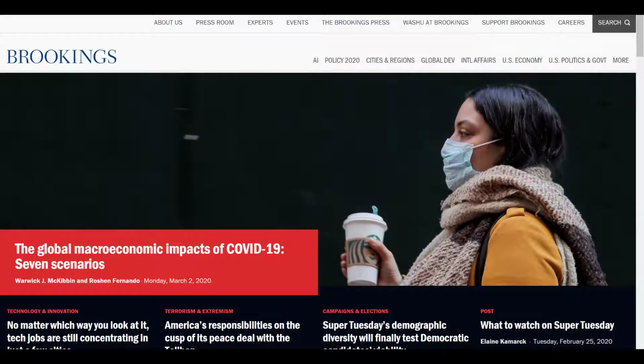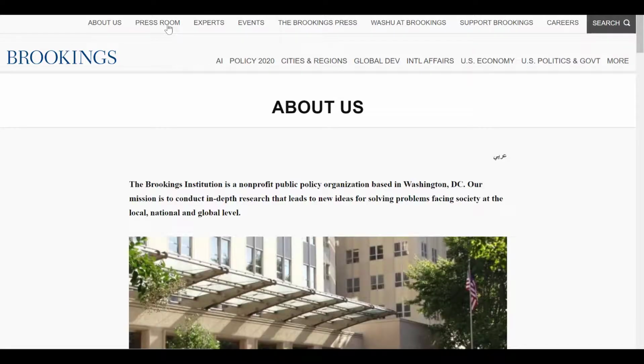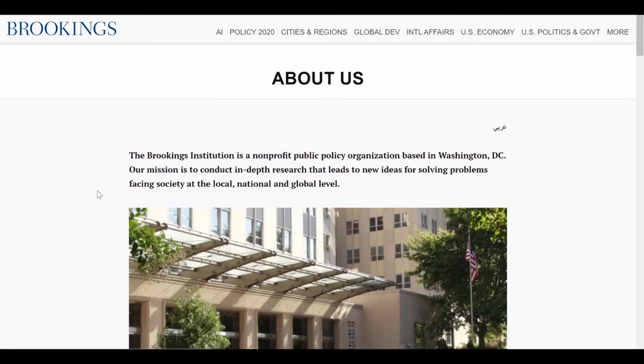To learn how to evaluate a think tank, let's look at an example, the Brookings Institute. First, check if the think tank clearly identifies if it has political leanings or claims to be neutral. Many think tank websites will have an About Us page with this information. Just because a think tank claims to be neutral does not mean that they are free from bias.